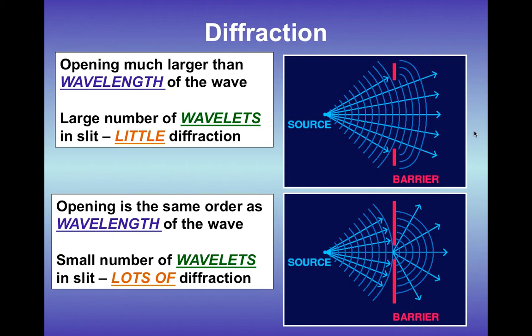You have a lot of room for your waves to travel through. If your opening is small, such as in the second picture here, you have much more diffraction and a larger bending of your wave. You can see that your wave is much more curved in the second picture and not as curved in the first.